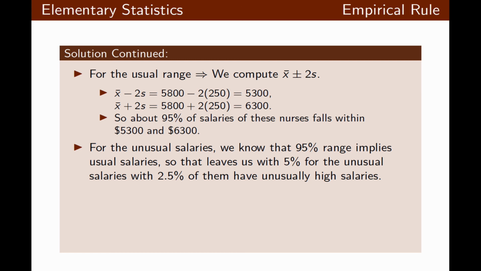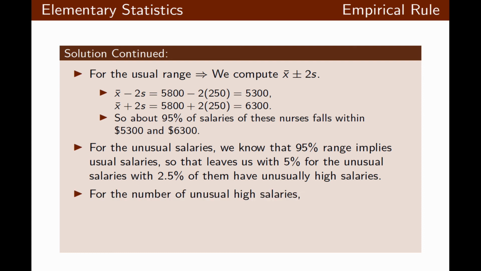For the unusual salaries, we know that 95% are considered usual. So that leaves us with 5% unusual. From those 5%, 2.5% will be unusually high, and 2.5% will be unusually low salaries. So the unusually high salaries will be 2.5%.